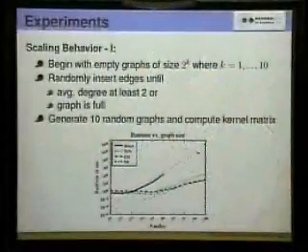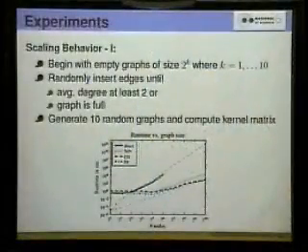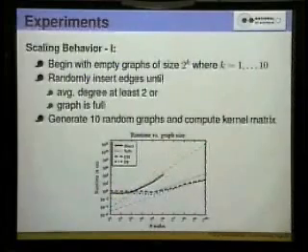And then we repeat this process a few times, and then you have a set of 10 graphs, and then you just compute the kernel on these. You compute the 10 by 10 kernel on this graph. And so here, the red dotted line shows you order n^6 behavior, and the black or blue line, whatever it is, shows you order n cubed behavior.